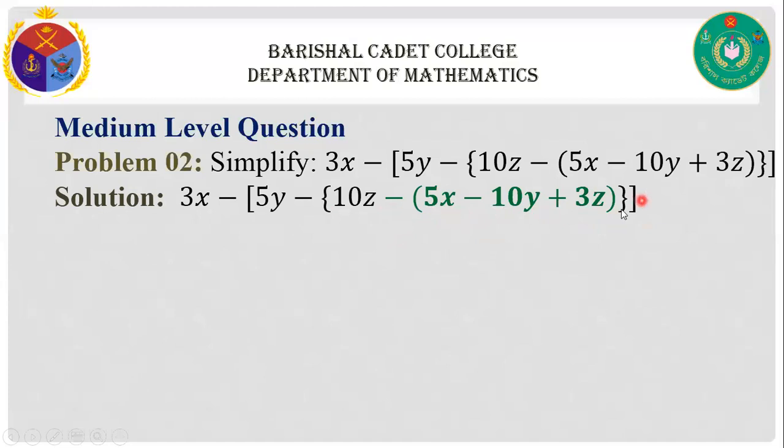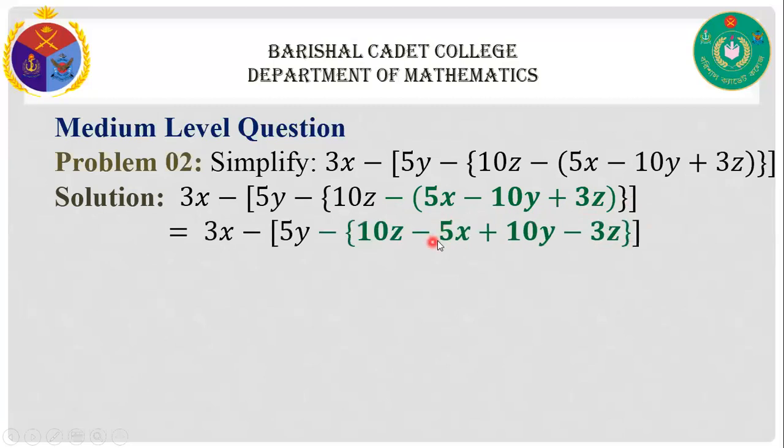So inside the first bracket the sign will be changed. So this is 5x, it will be minus 5x. This is minus 10y, it will be positive 10y. It has plus 3z, it will be minus 3z, and other part remains same. So inside the second bracket we have minus 10z minus 5x plus 10y minus 3z. So this needs some simplification because here 10z and here minus 3z. So 10z minus 3z is 7z. So 7z minus 5x plus 10y.